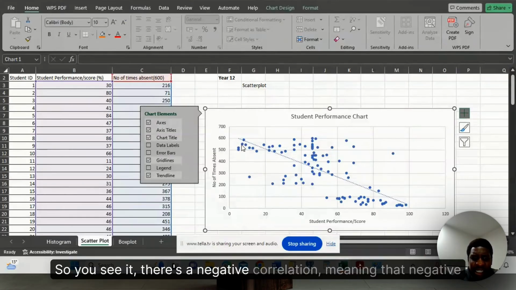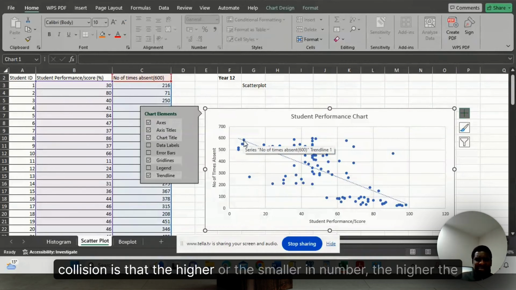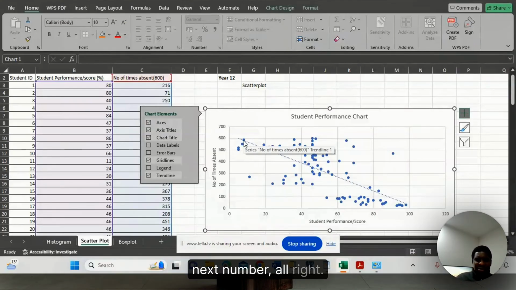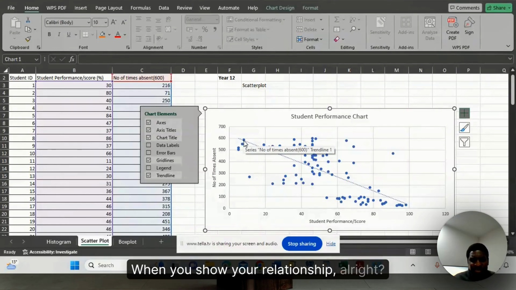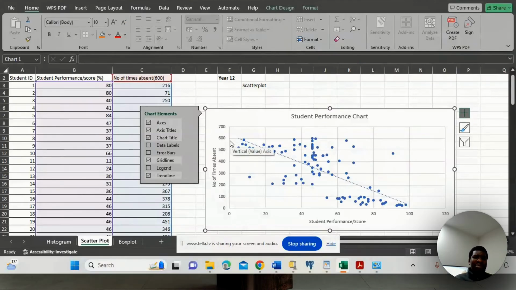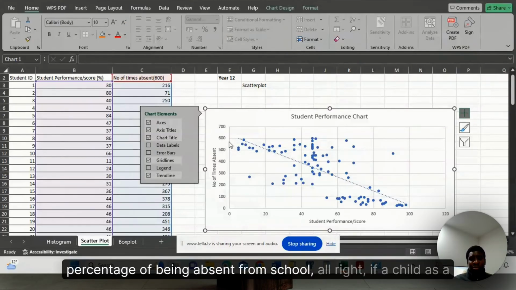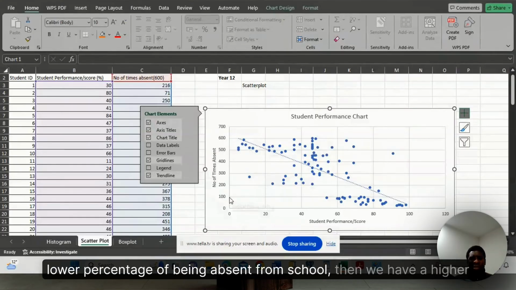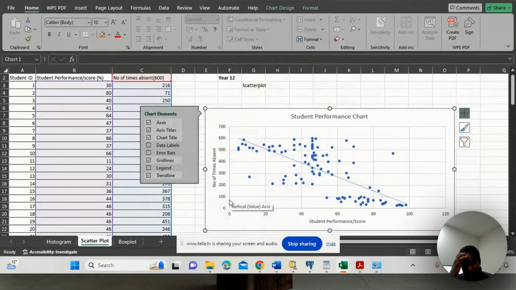So you see there's a negative correlation, meaning that the higher one number, the lower the next number, when you're showing your relationship. One must come down for one to go up. So if a student has a low score, he has a higher percentage of being absent from school. If a child has a lower percentage of being absent from school, then he will have a higher score. So lower to higher, higher to lower.